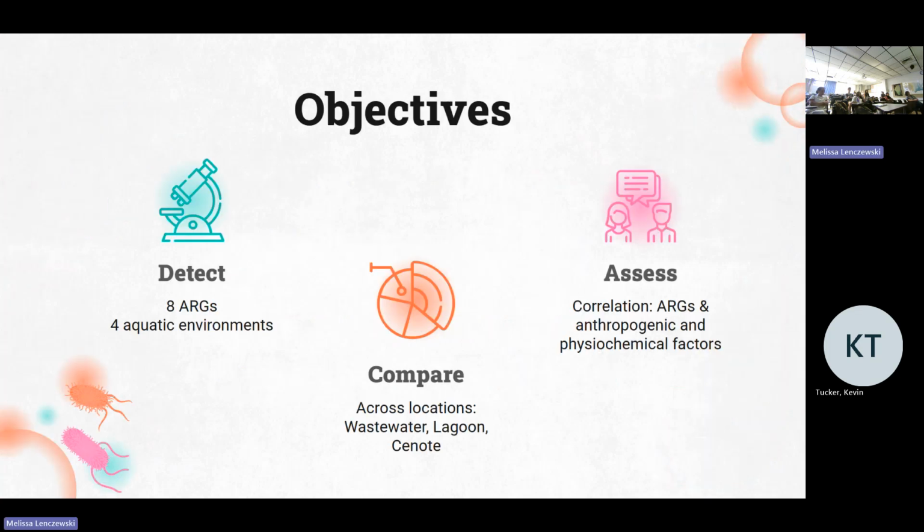So what are our objectives? First, we will try to detect 8 different genes linked to antibiotic resistance in 4 separate environments. We will compare these environments, like we mentioned: the wastewater, the lagoon, and the two cenote samples. And finally, we'll assess correlations between these antibiotic resistance genes and the anthropogenic and physicochemical factors such as salinity.